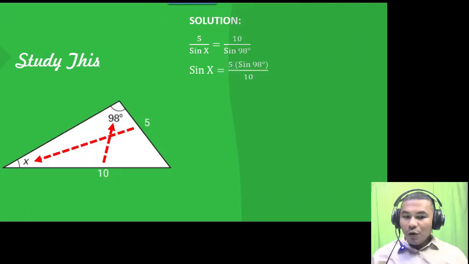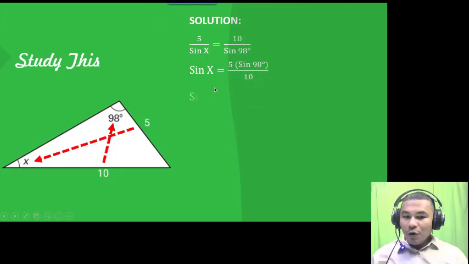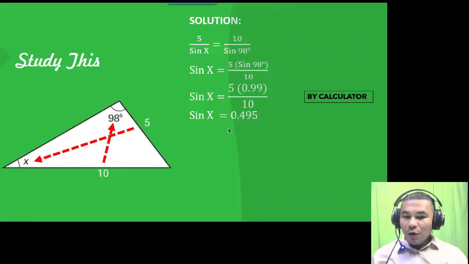Again, by cross multiplication, putting the unknown to the left side and the known values to the right side, we have this equation. And by using your calculator, the value of sine 98 is 0.99. By simplifying it, we have the value of sine x, which is 0.95. Is it the final answer? It's not yet the final answer because we do not have an angle value yet.